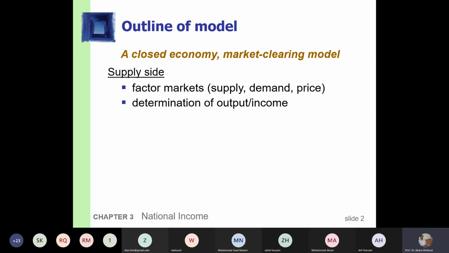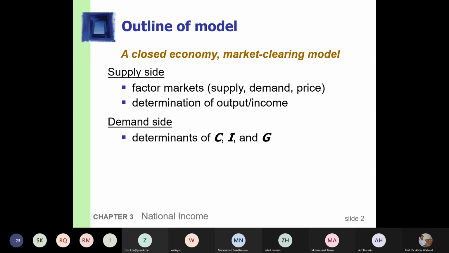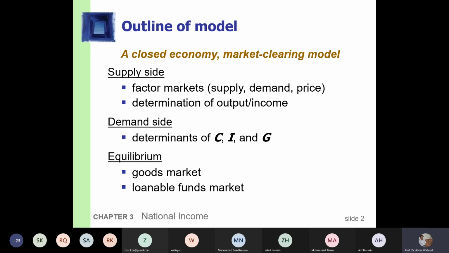And then from the supply side, we will discuss how output is determined through the factors of production. And then we will also discuss the demand side. We will discuss consumption, investment, and government expenditure, which are the determinants of output from the demand side. Then we will also discuss the equilibrium: the goods market equilibrium and the loanable funds market equilibrium. We will discuss the demand for loanable funds and the supply of loanable funds, and then combine both to discuss the loanable funds market equilibrium.